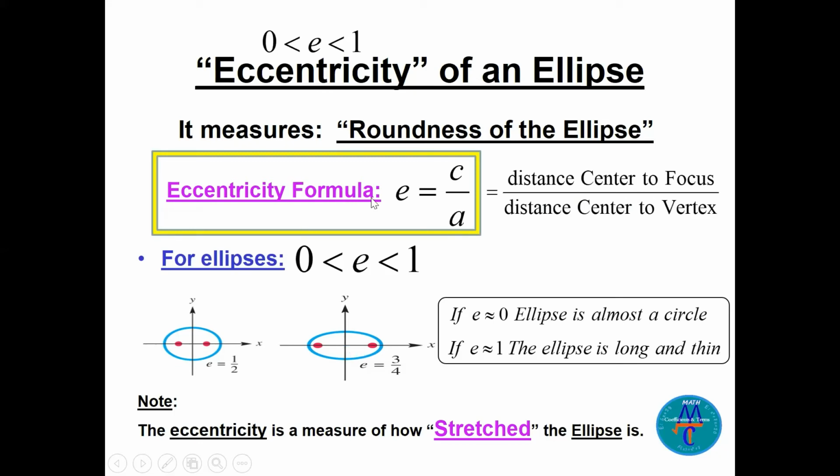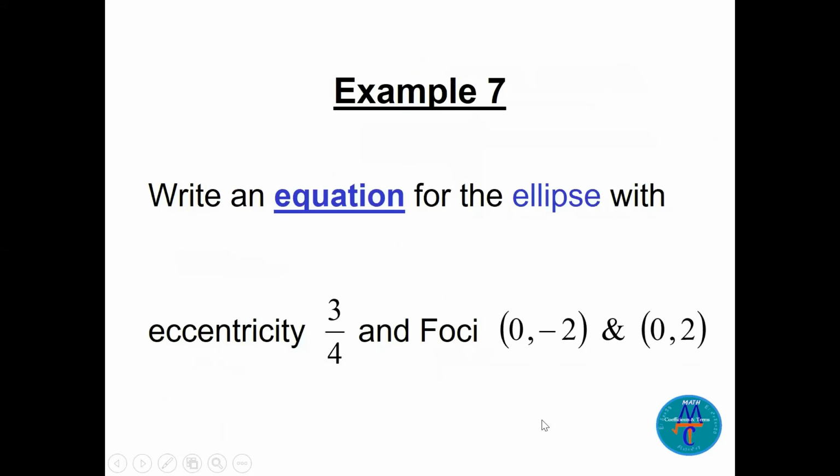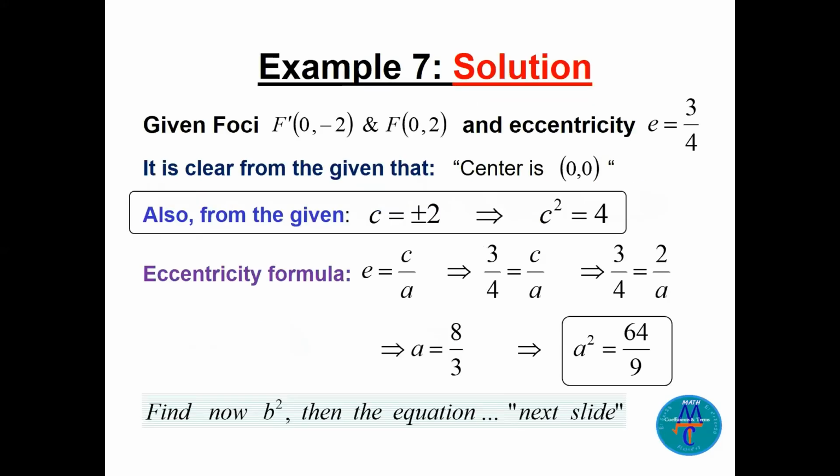The eccentricity formula is e equals c over a. It's a positive number between 0 and 1. c is the distance from the center to the focus, and a is the distance from the center to the vertex. So the eccentricity is a measure of how stretched the ellipse is. Let's see a nice example here. Write an equation for the ellipse with eccentricity 3 over 4 and foci (0, -2) and (0, 2). Try to think and then look at the solution.